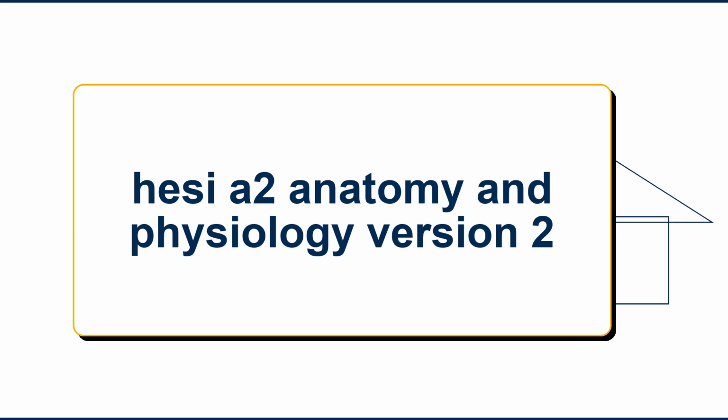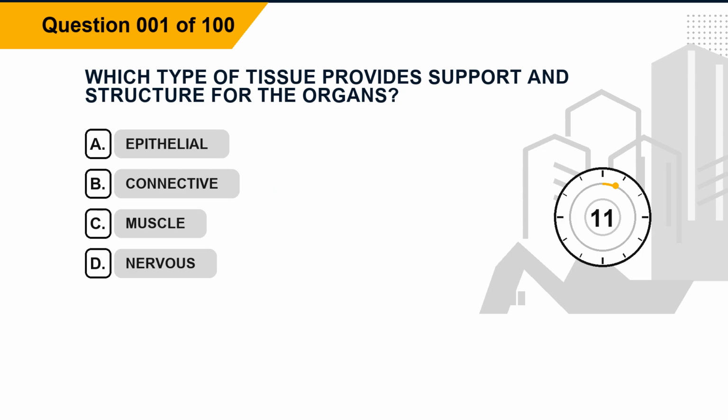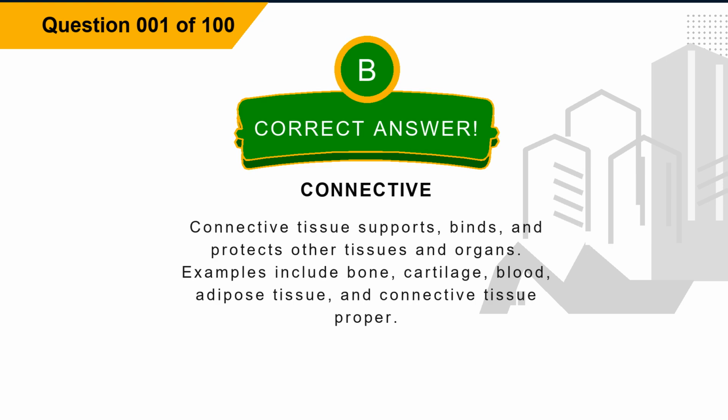HESI A2 Anatomy and Physiology Version 2. Question 1. Which type of tissue provides support and structure for the organs? Option A, epithelial. Option B, connective. Option C, muscle. Option D, nervous. The correct answer is option B, connective. Explanation. Connective tissue supports, binds, and protects other tissues and organs. Examples include bone, cartilage, blood, adipose tissue, and connective tissue proper.